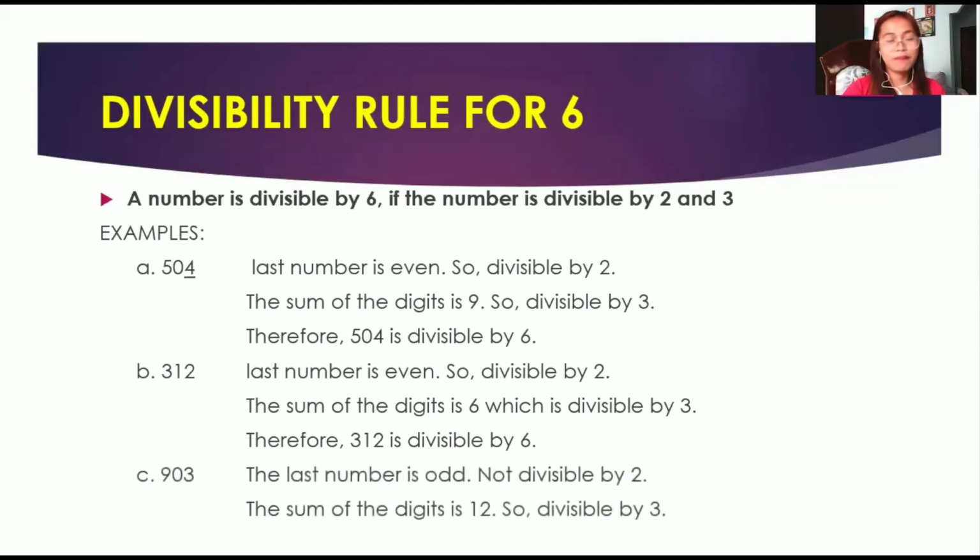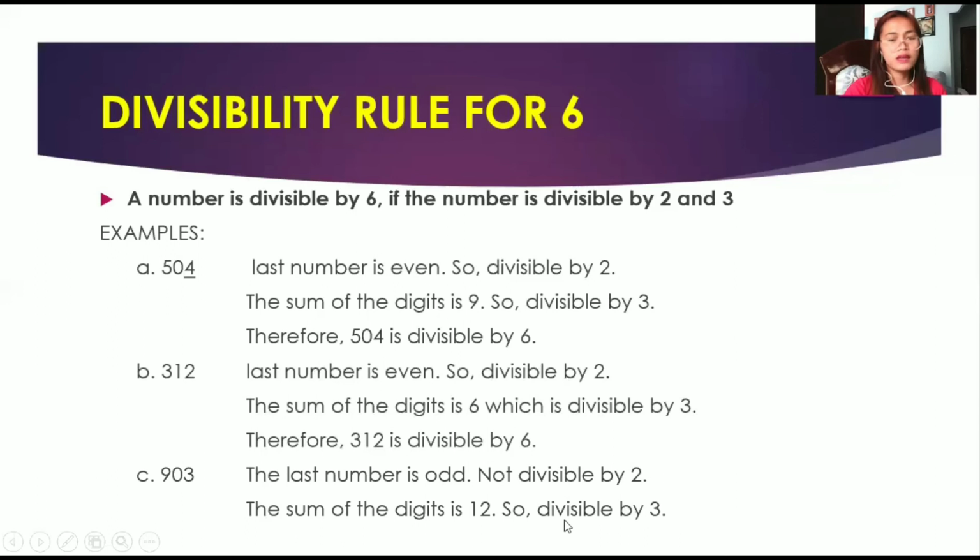Okay, another example. 903. Okay, so let's check kung sakay ba siya or it is divisible by 2 and 3. So let's check. The last number is 3. So si 3, is it even? No. 3 is an odd number. Bungkig siya. Sa ato pa, dili siya divisible by 2.